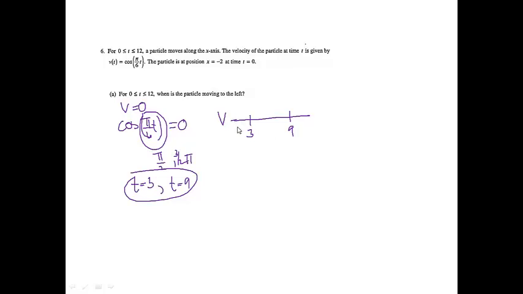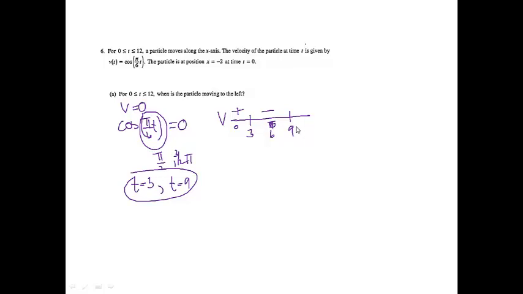Before 3, I'm going to pick 0. So if I plug 0 into the velocity formula, I'll get the cosine of 0, and the cosine of 0 is equal to 1, so that's going to be a positive value. Somewhere between 3 and 9, how about I pick 6? If I pick 6, pi over 6 times 6 is pi. So I'll get the cosine of pi. The cosine of pi is -1. So that will be negative.